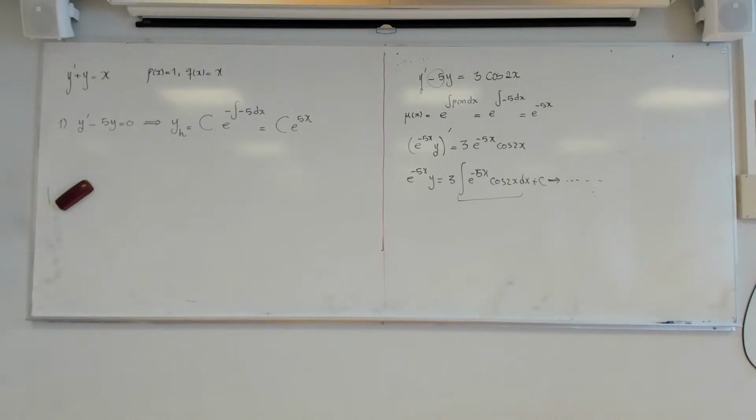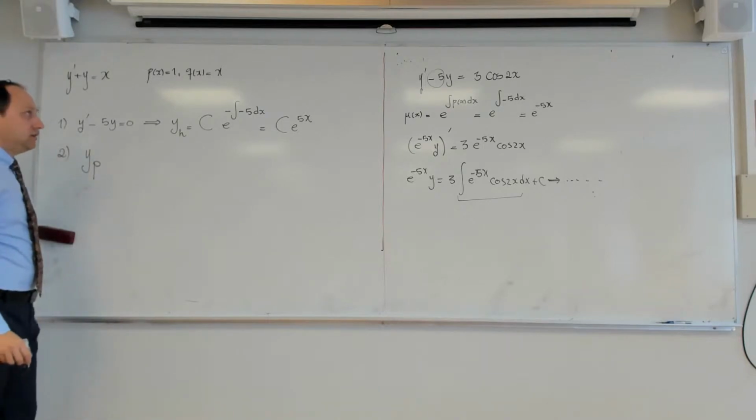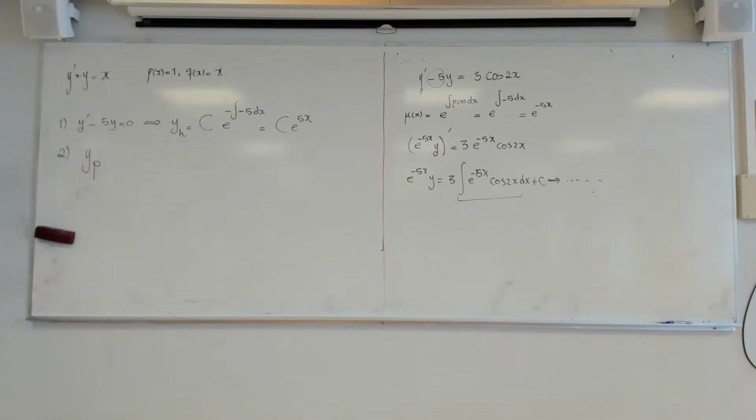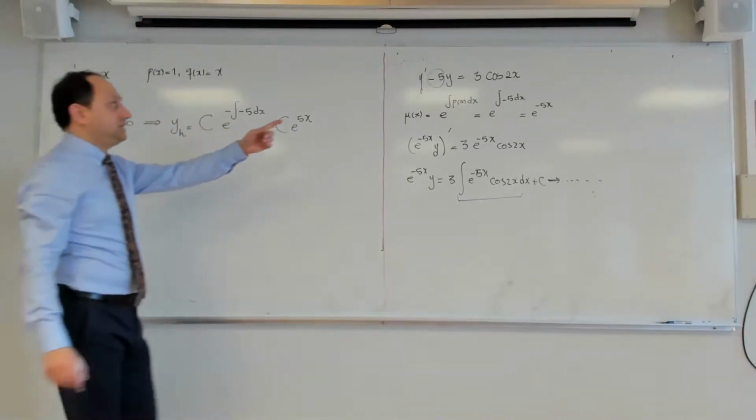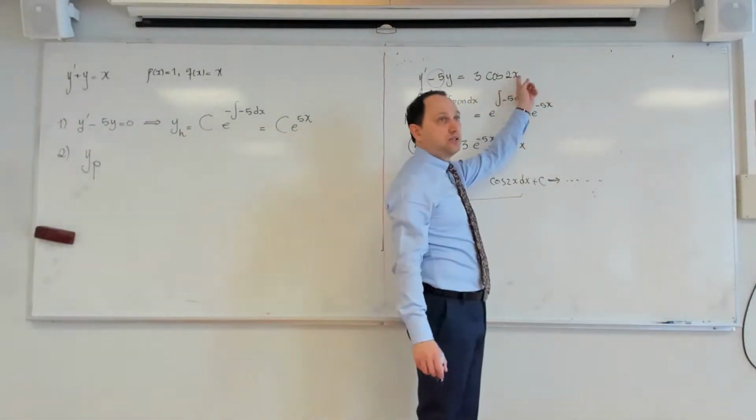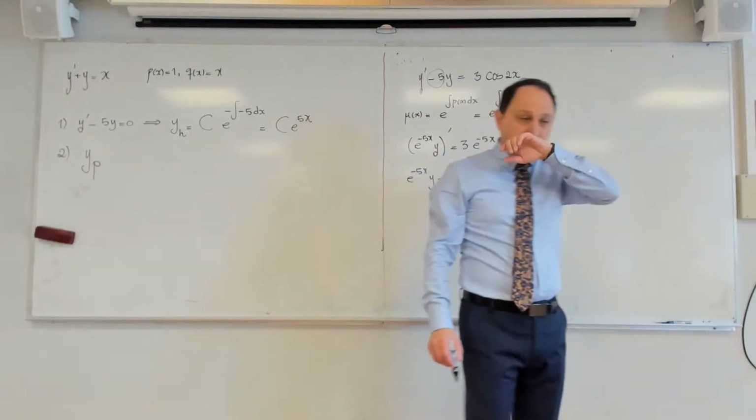But can you tell me now, the hard part of this method is to find yp, not finding yh. Finding yp is harder here. So it means that I need to have an ansatz for the particular solution. What type of functions do you think might be involved, so that it will give me this combination on the right-hand side?